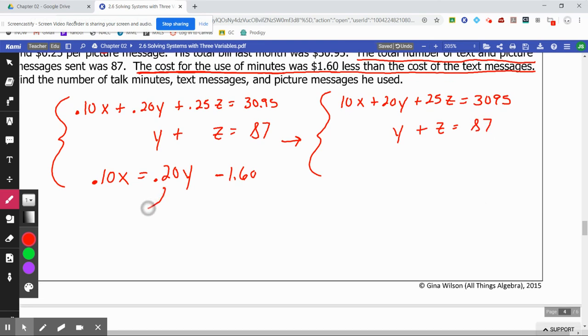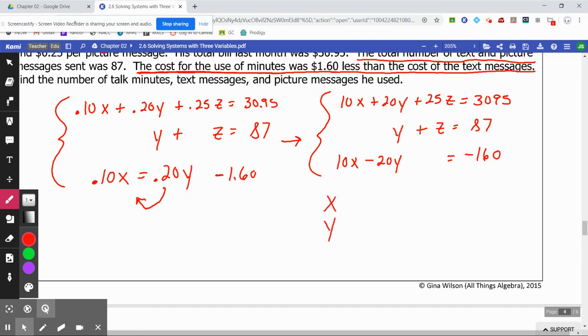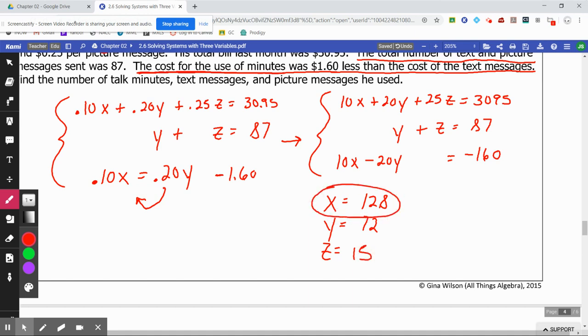And our last equation, I'm going to move my y's over, and I'm going to multiply everything by 10. So that's going to be 10x. When you move the 0.20 y's over, that'd be minus 20 y's, will equal, and I'm multiplying everything by 100, so that would equal negative 160. Okay, now when you solve that, your x, y, and z values are 128, 72, and 15, which again was how many minutes he talked, how many text messages he sent out, and how many picture messages he sent out as well.